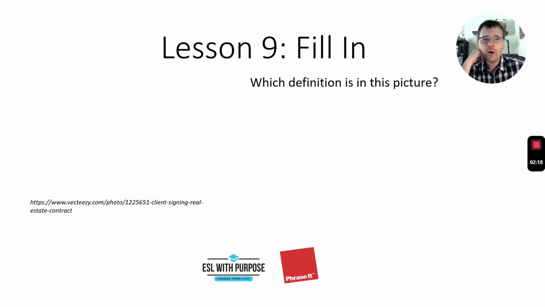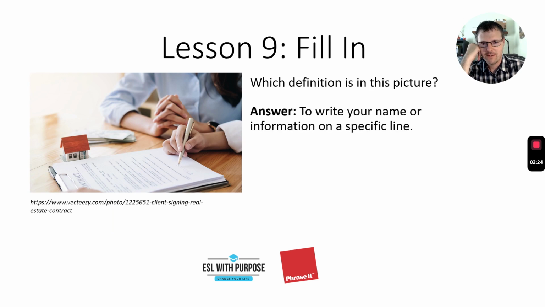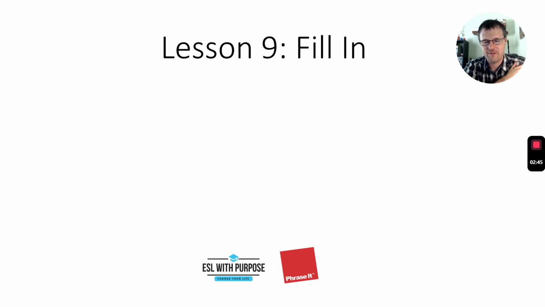All right. Which definition is in this picture? What do you think? The answer? To write your name or information on a specific line. So it's just the one line that you have to put information in, which is definition number 1. Right? How are you doing? Did you get 2 out of 3 so far? Did you miss it? It's okay. This is for practice. But that's what that means, to write your name on a specific line.